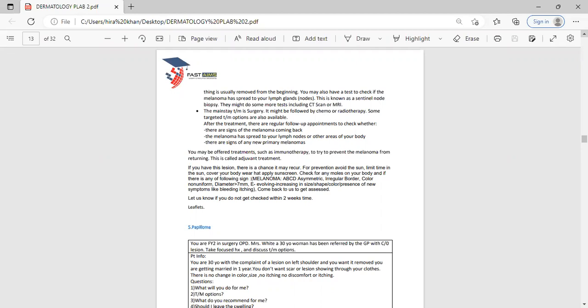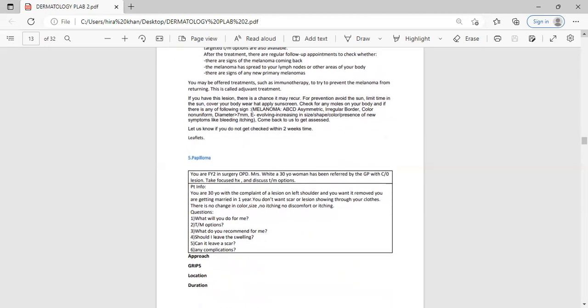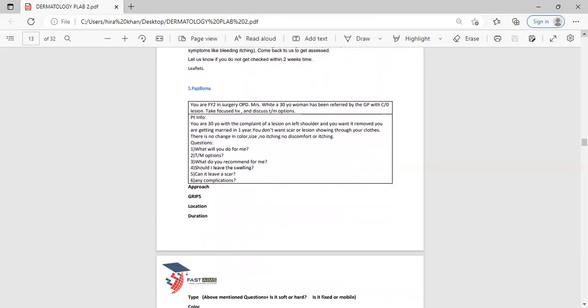So you have seen that the management is almost the same for all three, with just a little bit of difference. Otherwise, it's the same. So the next thing is papilloma. It is not cancer, but it is a simple scenario.